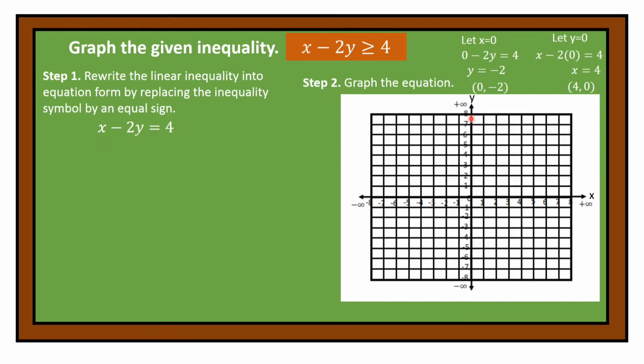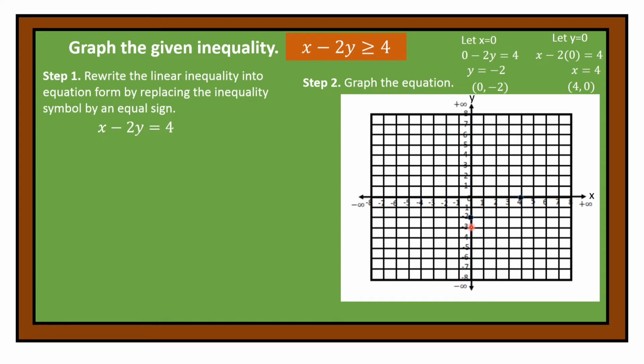So, pwede na nating i-plot sa ating Cartesian plane. So, ang y-intercept na 0, negative 2 ay makikita sa y-axis. So, ito yung ating first point. Next, ang ating x-intercept ay nasa x-axis, which is 4, 0. So, ito yung ating second point. Since meron na tayong 2 points, pwede na nating i-connect using a line.